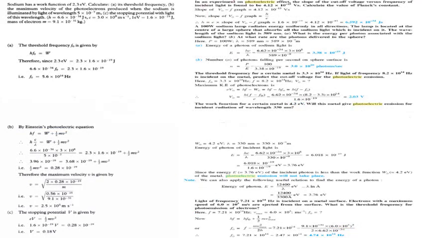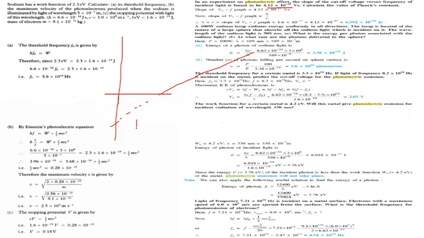So we have this example, which is what I was saying earlier: in an experiment on photoelectric effect, the slope of cutoff voltage, which is the stopping potential, versus frequency of incident radiation, as you remember that graph, the slope is given by that value. Calculate the value of Planck's constant.